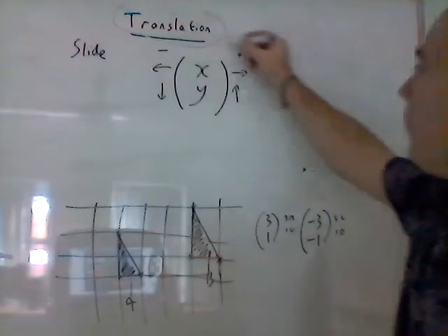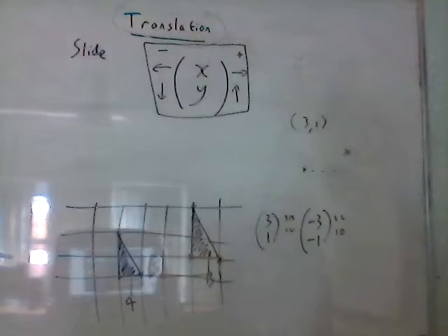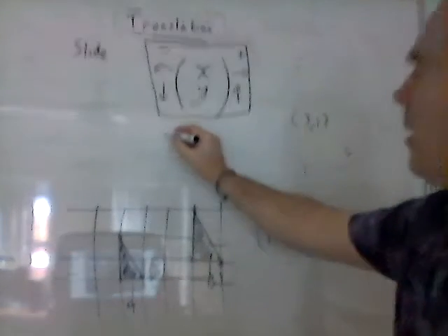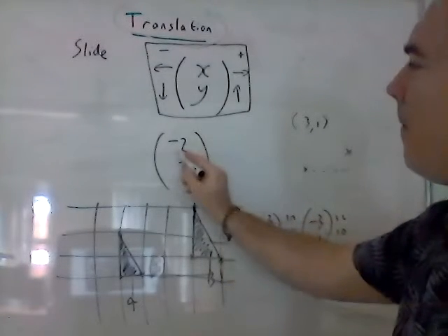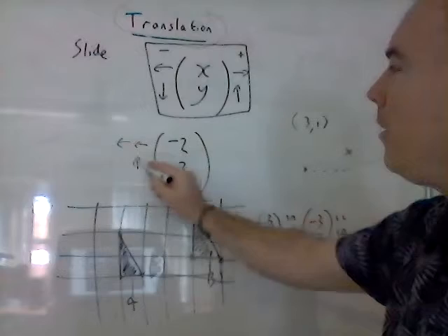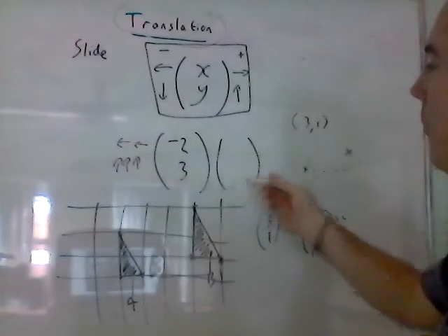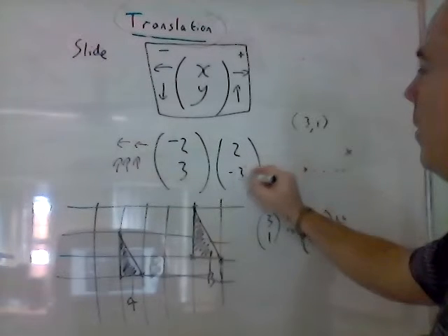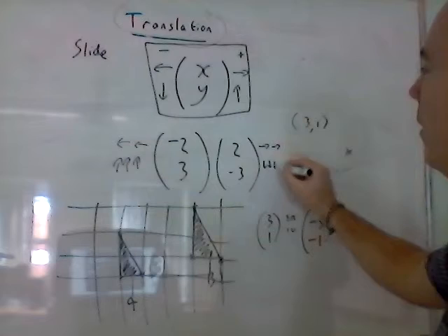So this is the key bit of notes to understand and write down in your book. To recap once more, if you had this vector, this would mean 2 to the left and 3 up. But if you flipped around the pluses and the minuses, this would mean 2 to the right and 3 down.